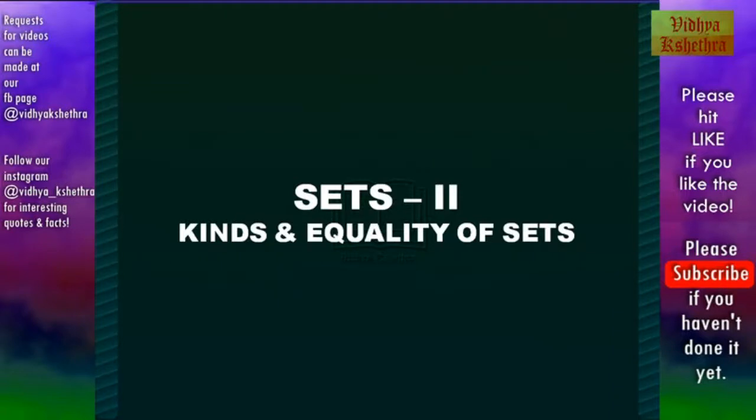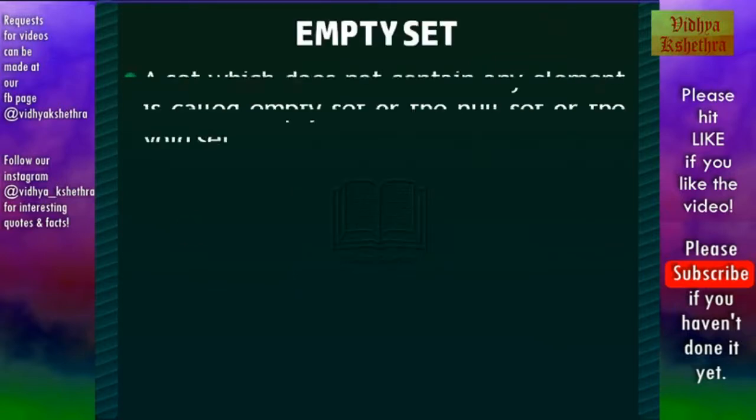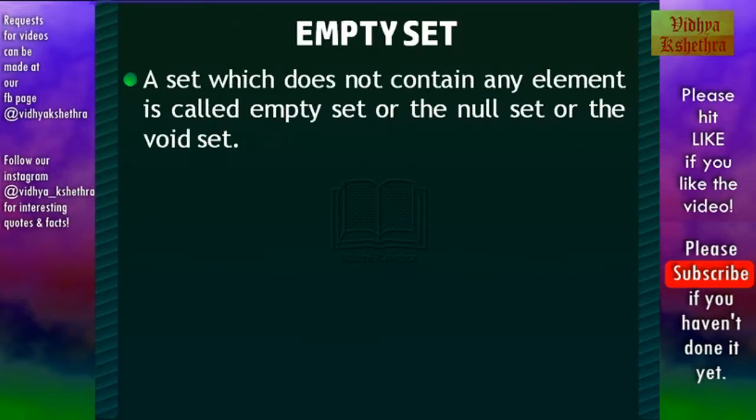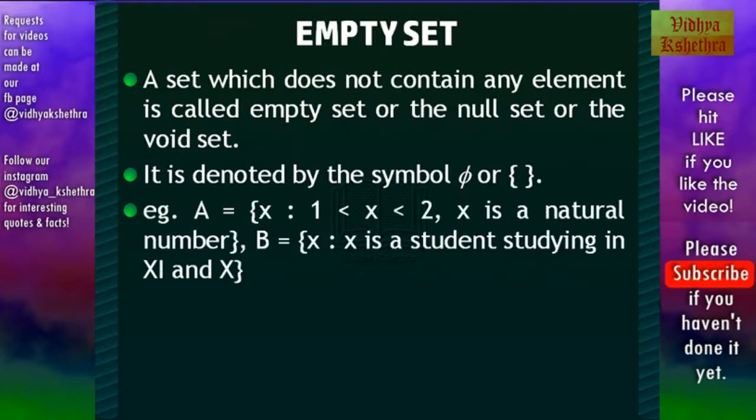Hello everyone, sets part 2, kinds and equality of sets. In this video I will be covering empty set, finite set, infinite set and the concept of equality of sets. First we shall see about empty set. A set which does not contain any element is called empty set or the null set or the void set. It is denoted by the symbol phi or by using two curly braces.